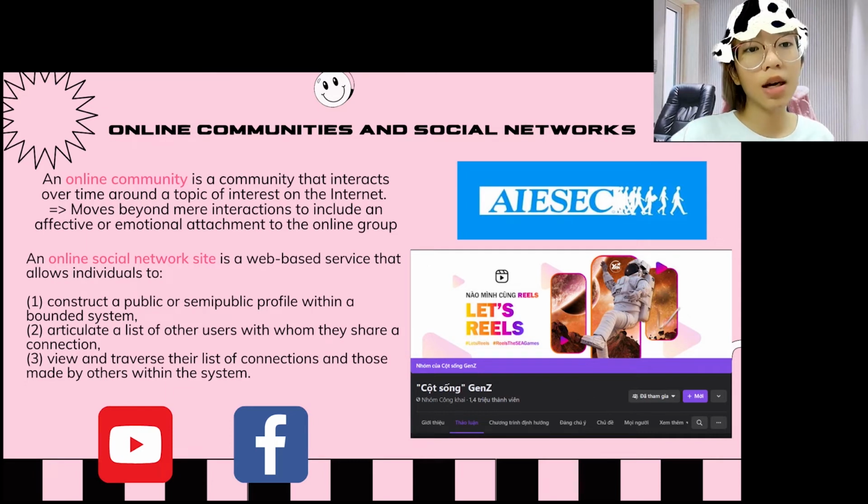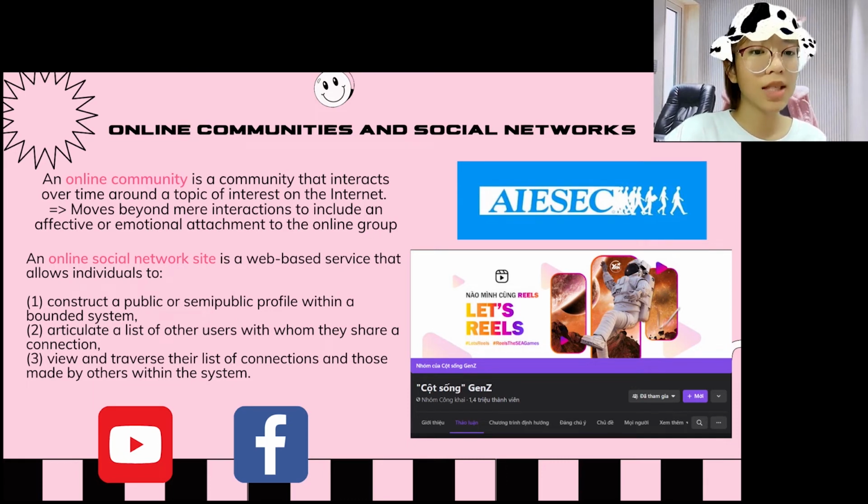An online community is a community that interacts over time around a topic of interest on the internet. It moves beyond mere interactions to include an affective or emotional attachment to the online group. This interaction can take place in various forms, including online message boards, discussion groups, and blogs, as well as corporate and non-profit websites. These groups develop unique vocabularies, antics, and means for dealing with behaviors deemed inappropriate.